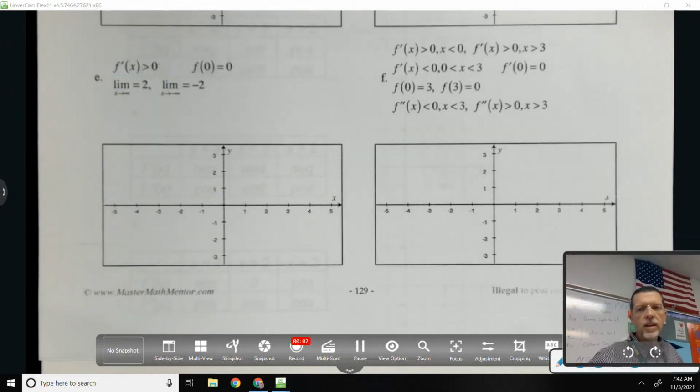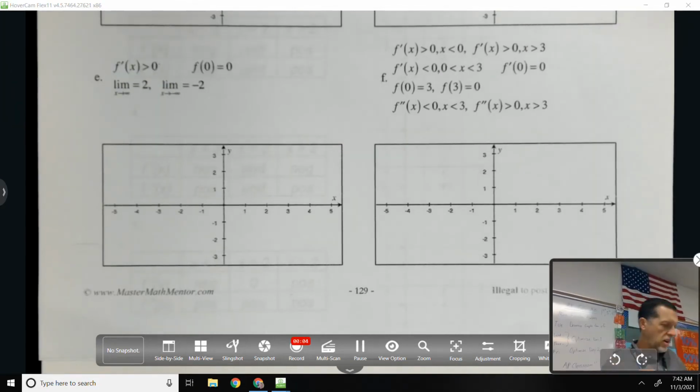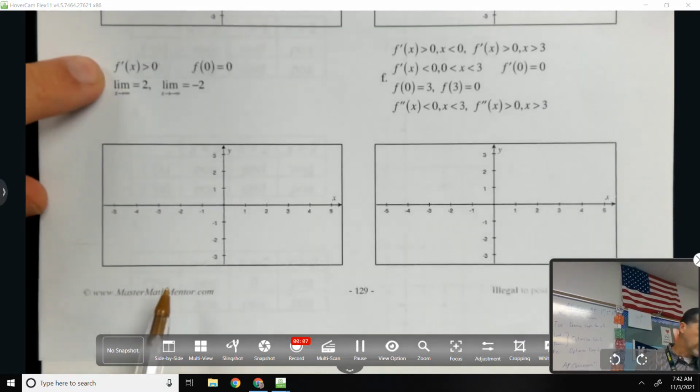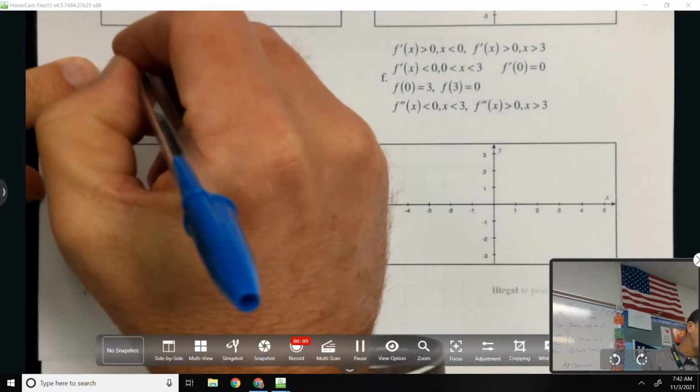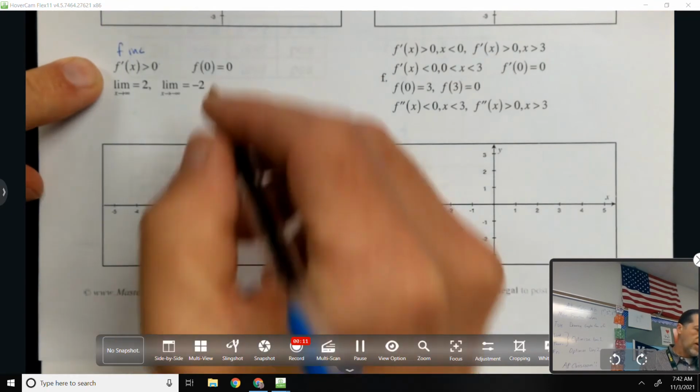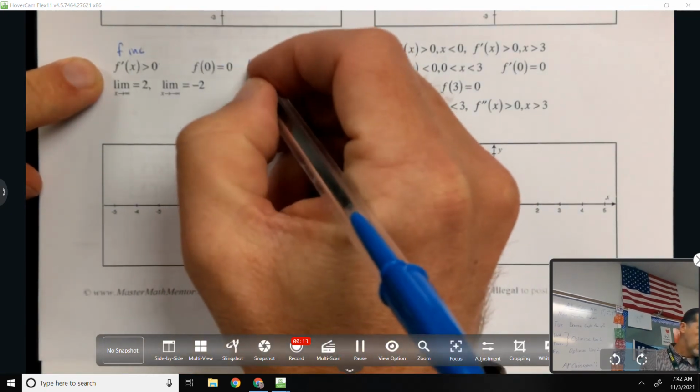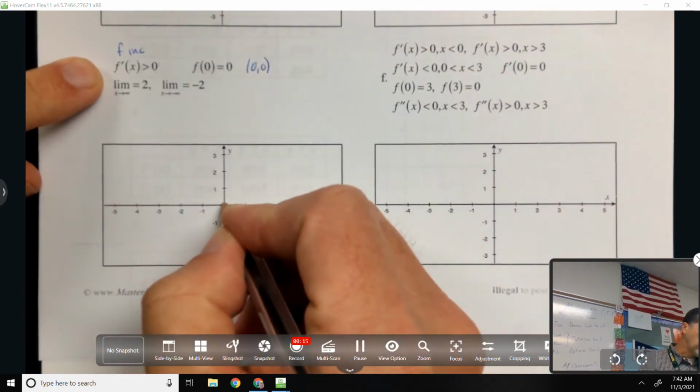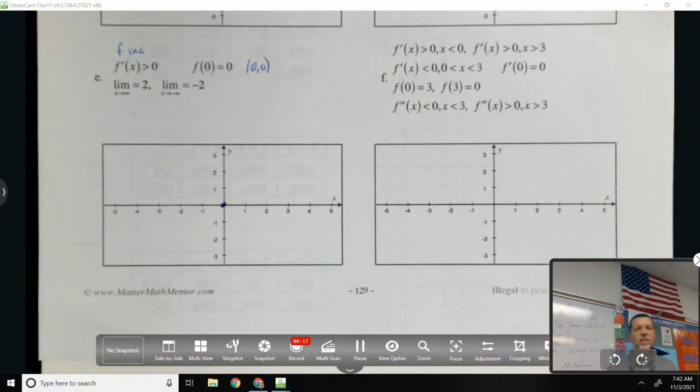Looking at the worksheet with the graphs on there, f prime is greater than 0, so that means f is increasing. F of 0 equals 0. Again, that's usually our favorite information because it's the easiest, and you can go directly put it on the graph.